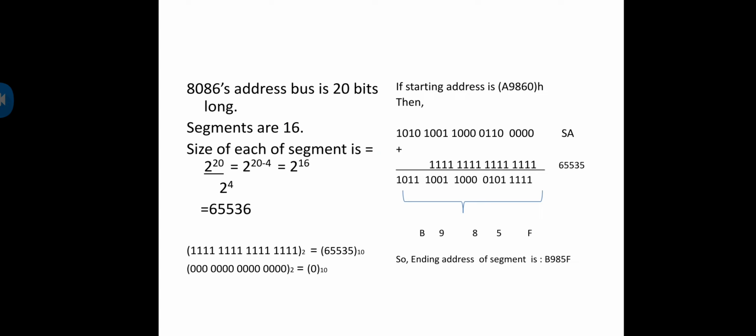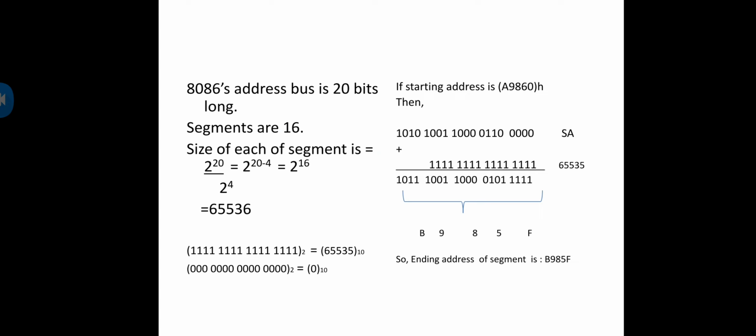So the total number of locations offered by a segment is 65,536. That means the maximum distance between the first and last byte stored in a segment is 65,535. If we set all 16 bits to 0, we get 0 in decimal, whereas by setting all 16 bits to 1, we get 65,535 in decimal. So remember, if we set 16 bits to 1, the equivalent representation in hexadecimal is F, F, F, F, 4 times F.